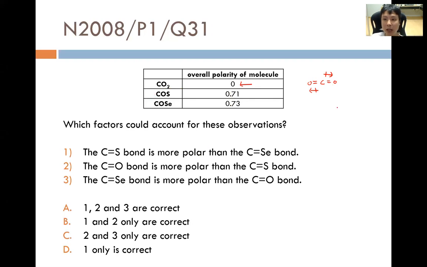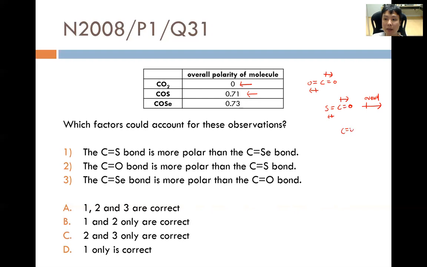If you look at COS, remember the most electronegative element in the periodic table is fluorine, followed by oxygen, which means there will be a bond vector towards oxygen, and there will also be a bond vector towards sulfur. But for the sulfur one, it will be shorter than oxygen, which means there is an overall dipole moment towards the right. This molecule is actually polar, which is indicated by the overall polarity of 0.71.